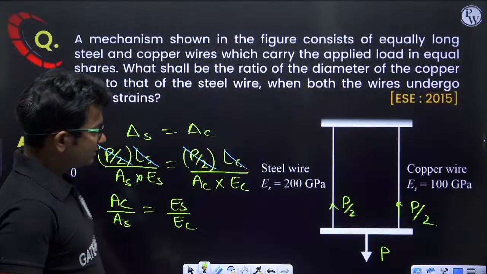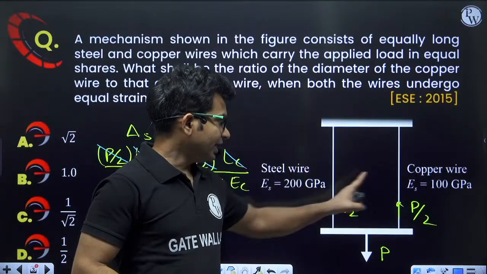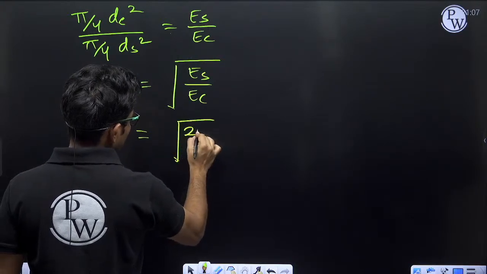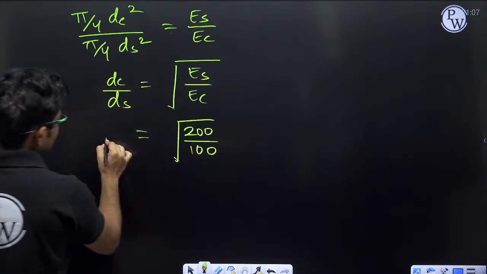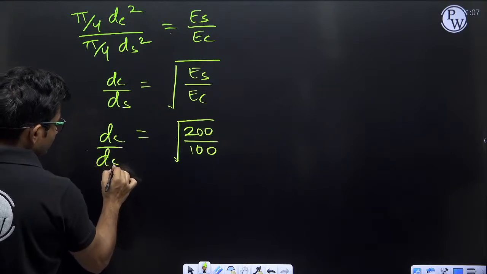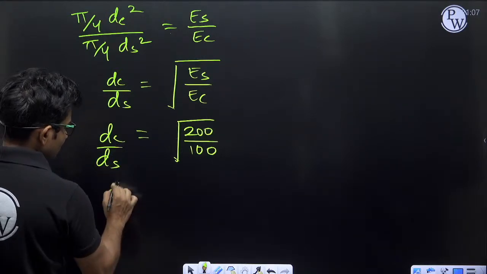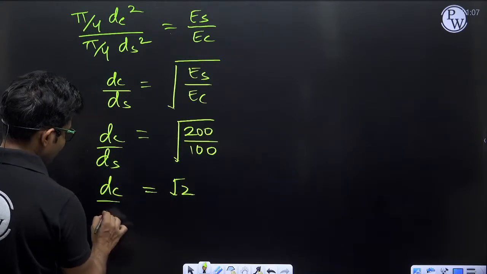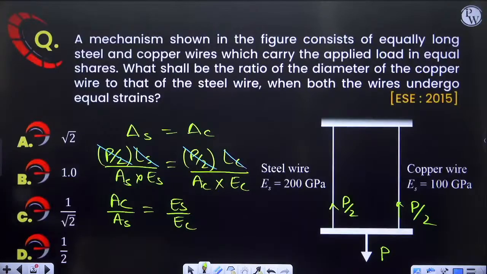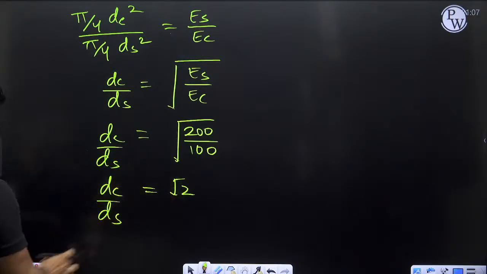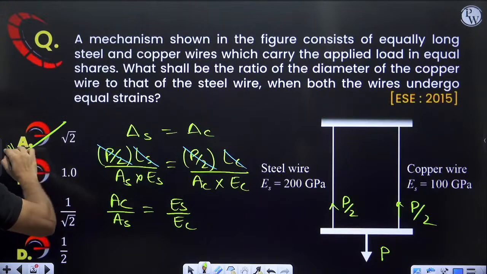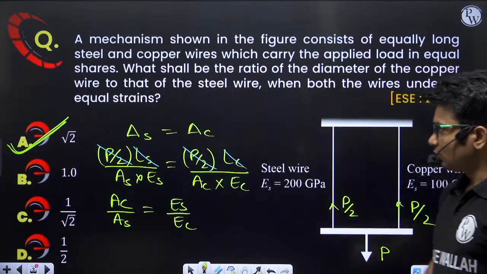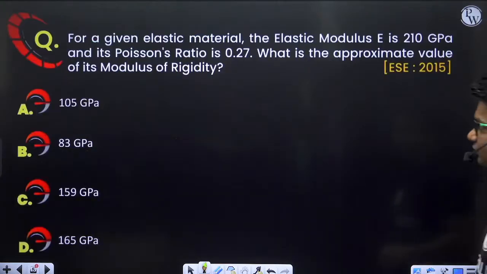What is the value of ES given? ES is given as 200 gigapascal and EC is given as 100 gigapascal. So this will be under root of 200 divided by 100. So diameter of copper wire divided by diameter of steel wire will be equal to root 2. So option A is the correct answer. Clear? Okay, let's move on to the next question.